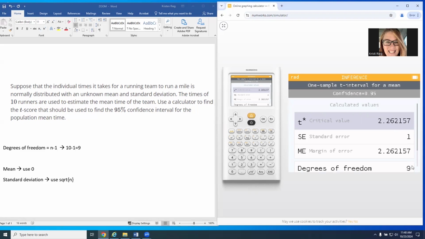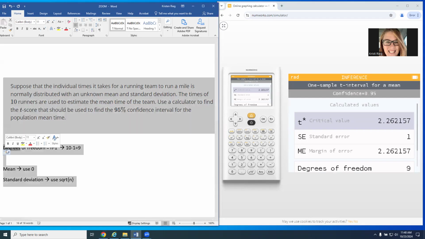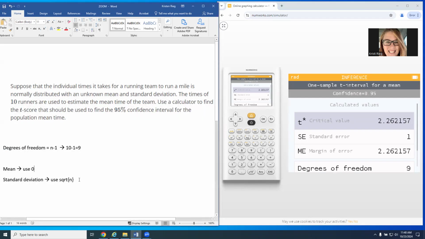It does give you the degrees of freedom also, but that one's just a quick do-it-in-your-head because some of the problems just ask for that. Okay, we'll do this one more time. I'll copy this information down below.